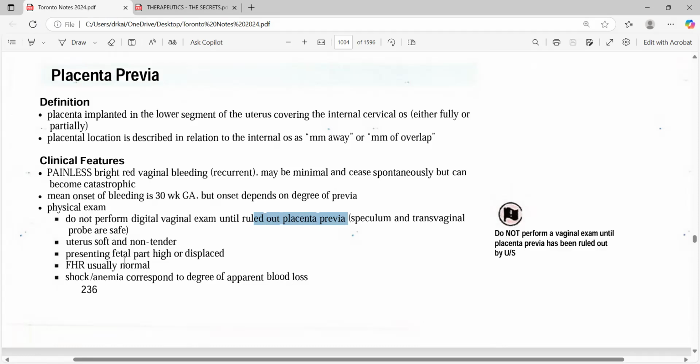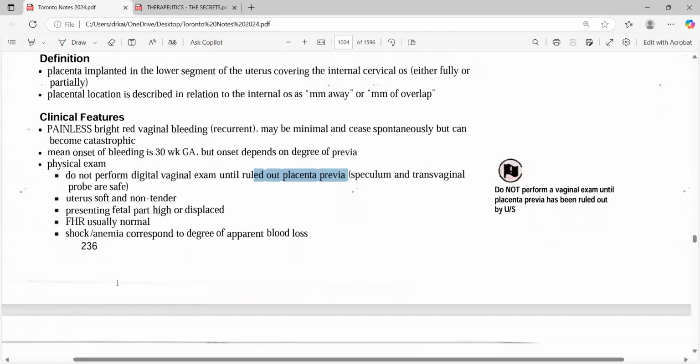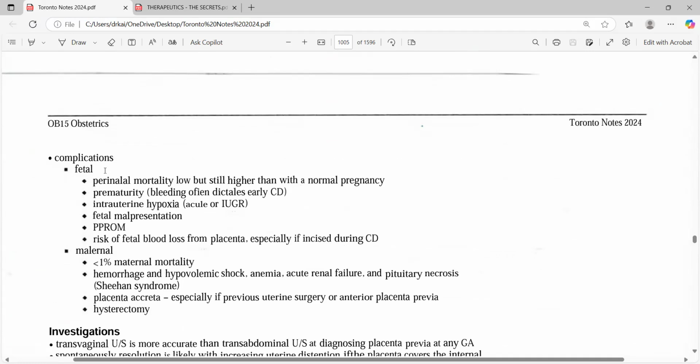Uterus is soft and non-tender, presenting fetal part is high and displaced, and fetal heart rate is usually normal. Shock and anemia could be caused by the bleed. Complications: for the fetus, prematurity, death, malpresentation, PPROM. Maternal: obviously the mother is losing blood, with shock and all those symptoms.